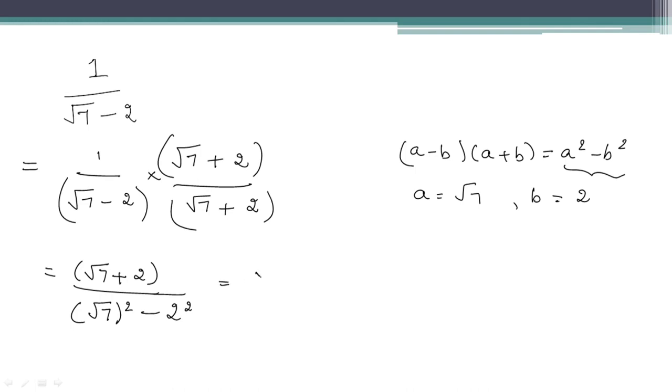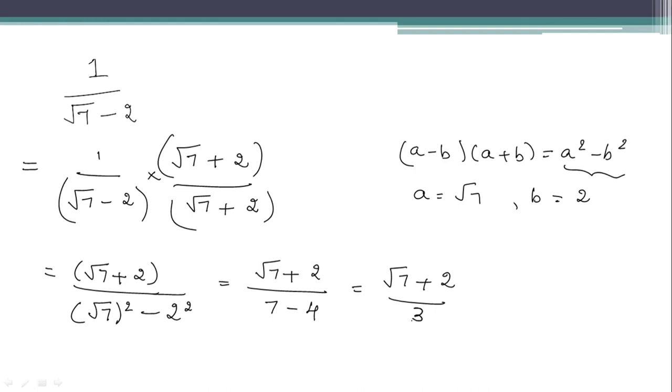The numerator we can't add, we have to write as it is. But in the denominator, root 7 square is 7, minus 2 square, that is 4. Again we can simplify this. 7 minus 4 is 3. This is the answer of this question.